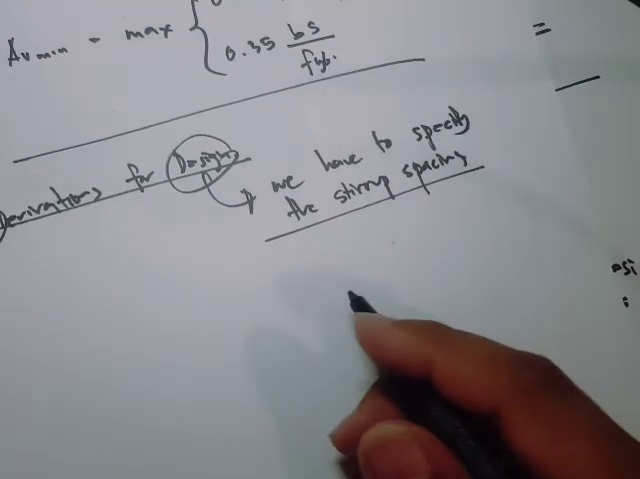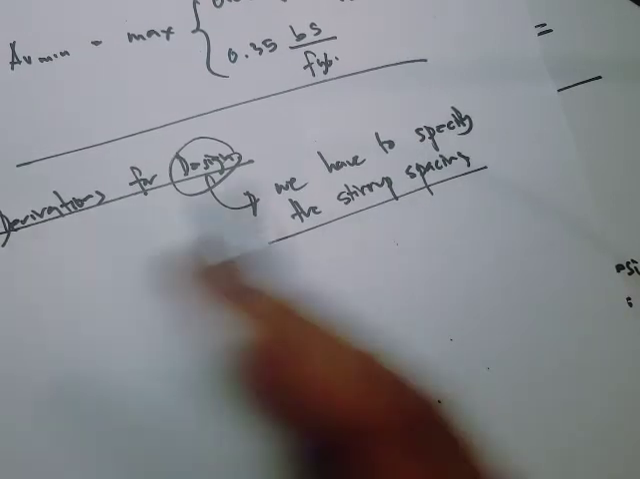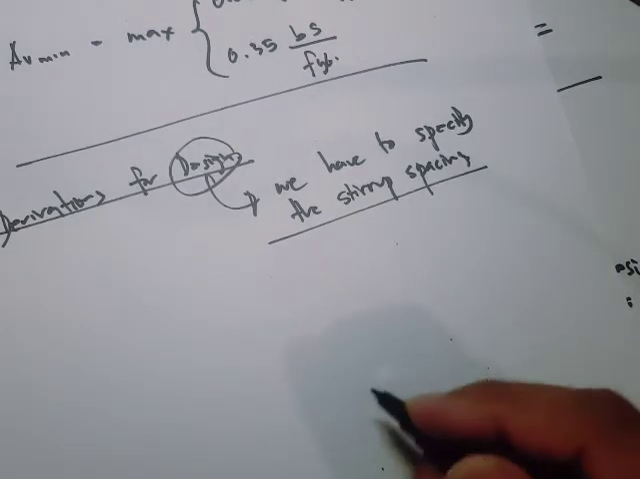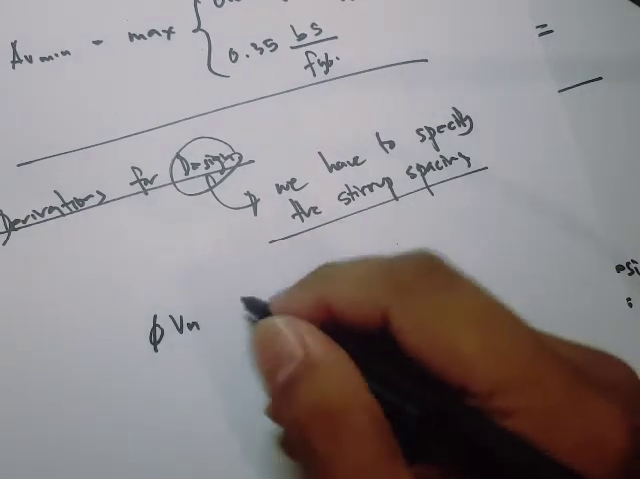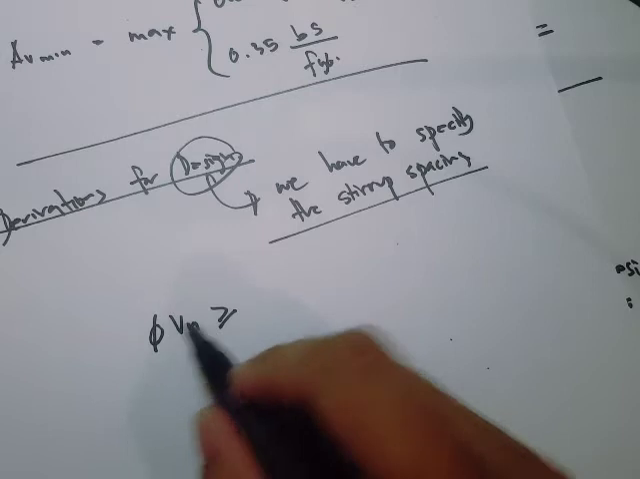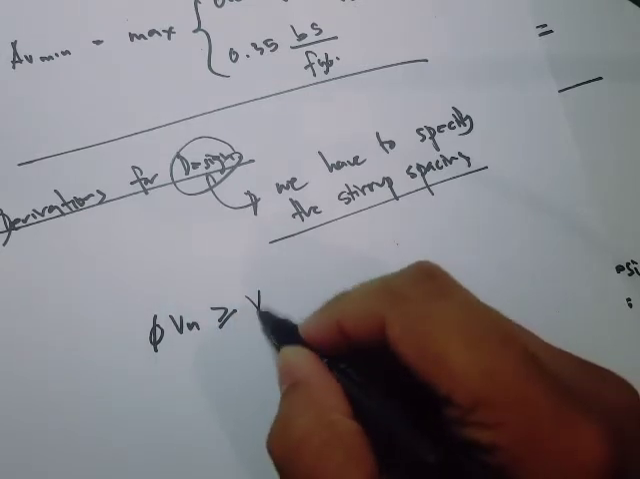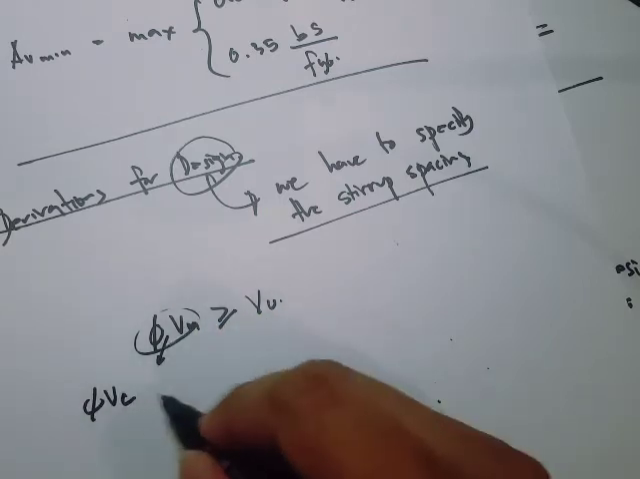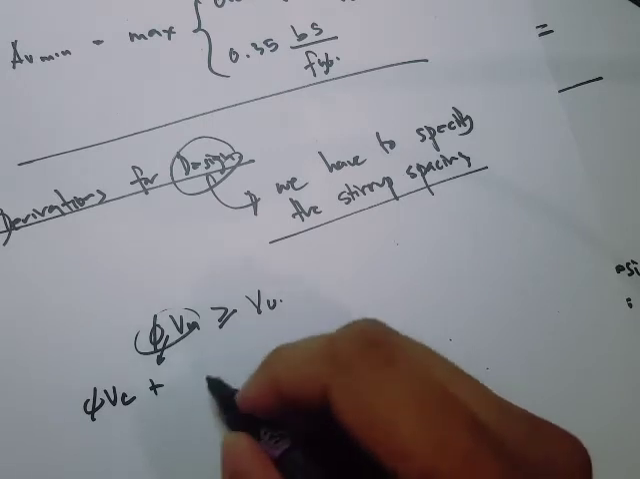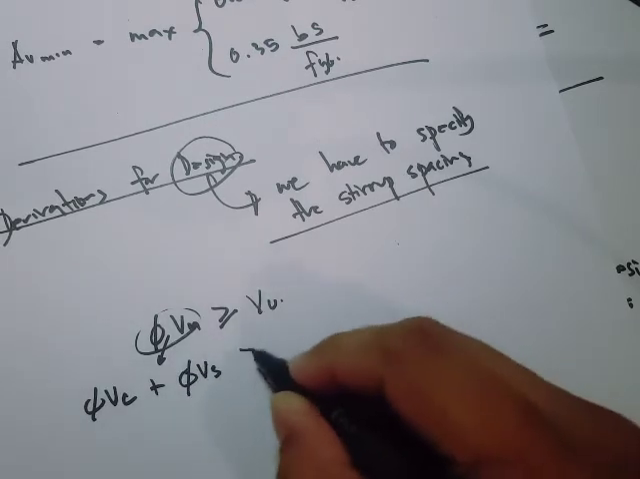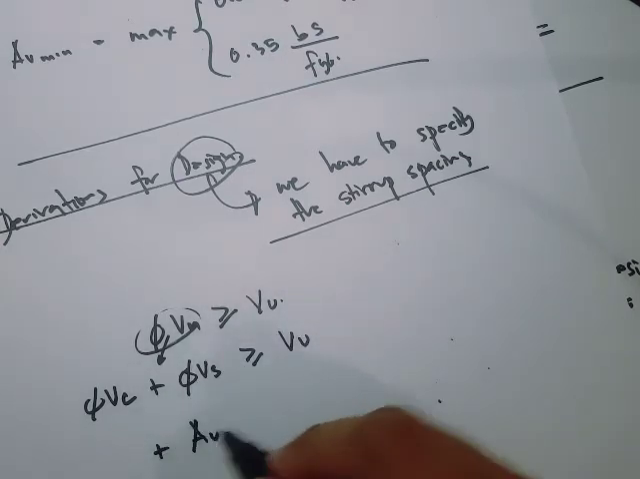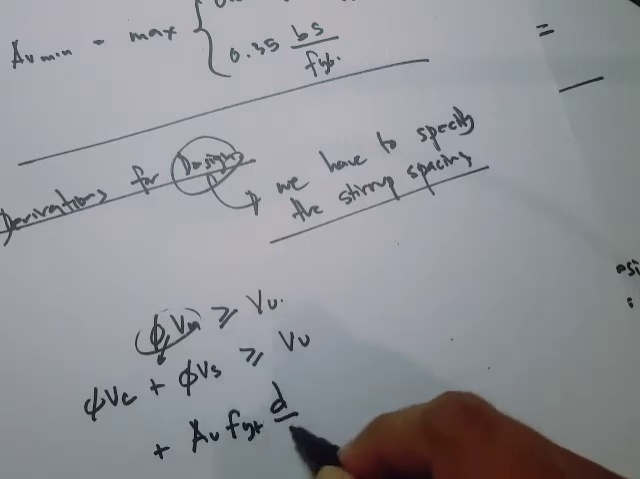So for now, let's do some derivations, or more specifically, let's derive the equations that we need for the spacings. Recall that the factored shear capacity should be greater than the factored loads. And this factored capacity is basically the shear capacity of concrete plus the shear capacity of steel. And then for the steel, we have this equation.